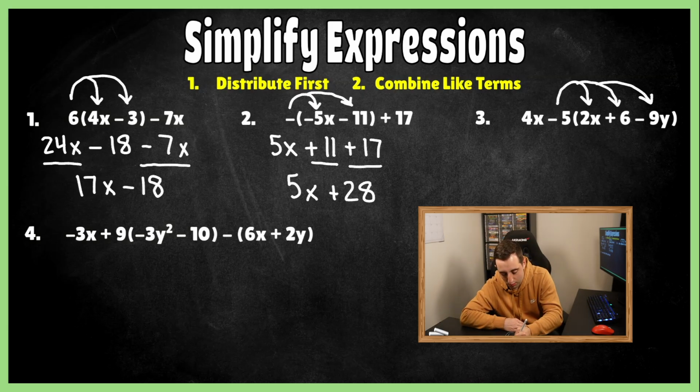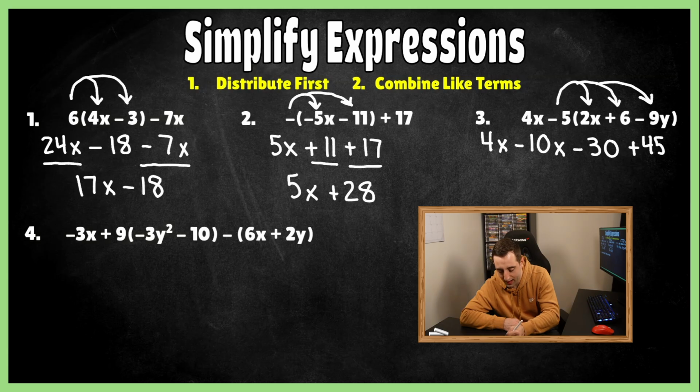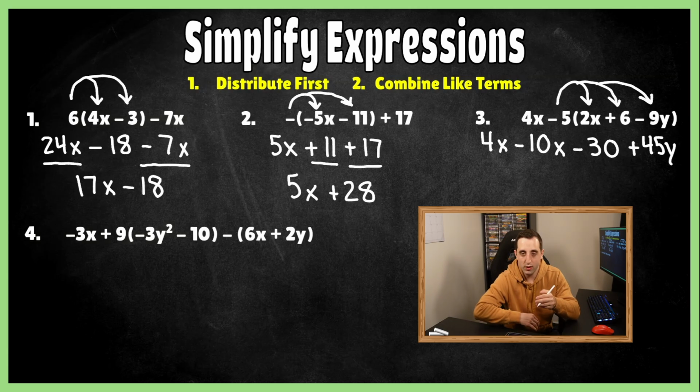So 4x is going to be brought down just the way it is. Negative 5 times 2x is minus 10x, or negative 10x. Negative 5 times 6 is our minus 30, or negative 30. And then negative 5 times negative 9y is going to give us a plus 45y.